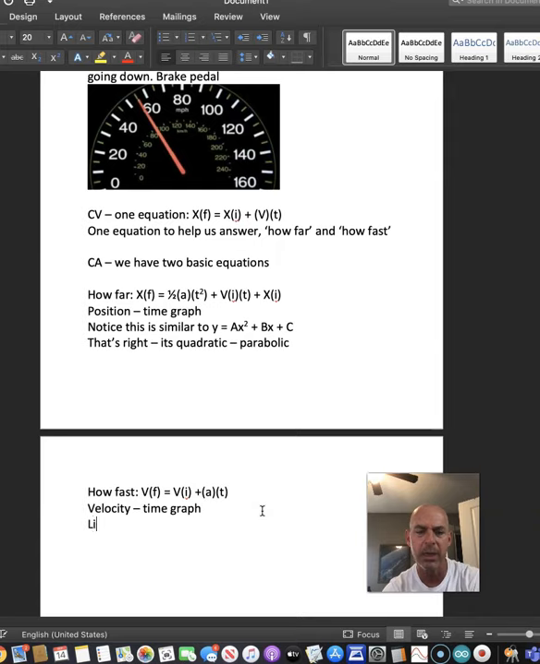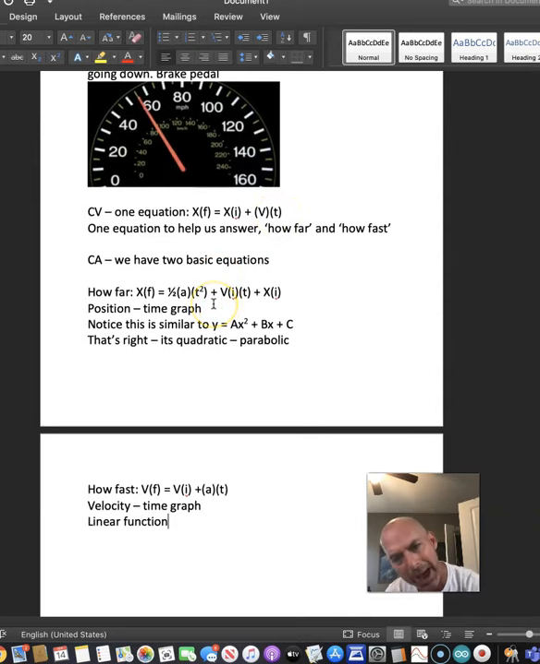So this is going to be a linear function. So basically what we have is going to be a diagonal. So with CV, we had a diagonal with the position time graph. Now with CA, we're going to have a parabolic or a quadratic function with the position time graph, but we're going to have a linear function with the velocity time graph.